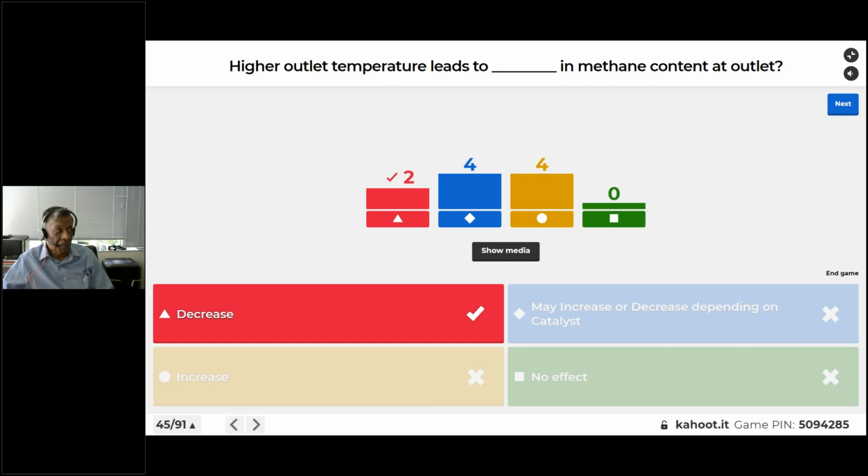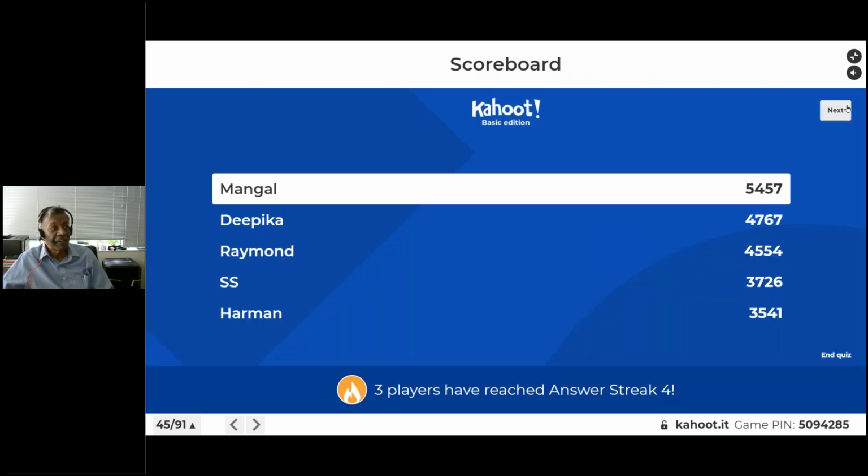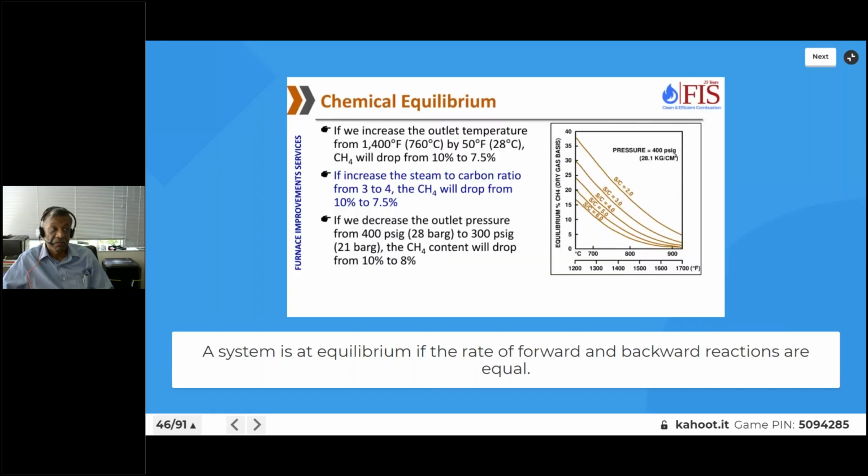Okay, so higher temperature will always help our methane conversion, but we have a limit. We have a limit on the temperature, and we'll come to that. But let's talk about more things. If we increase the outlet temperature from 1400 by 50 degrees to 1450, methane content will drop from 10% to 7.5%. So we have more conversion taking place.